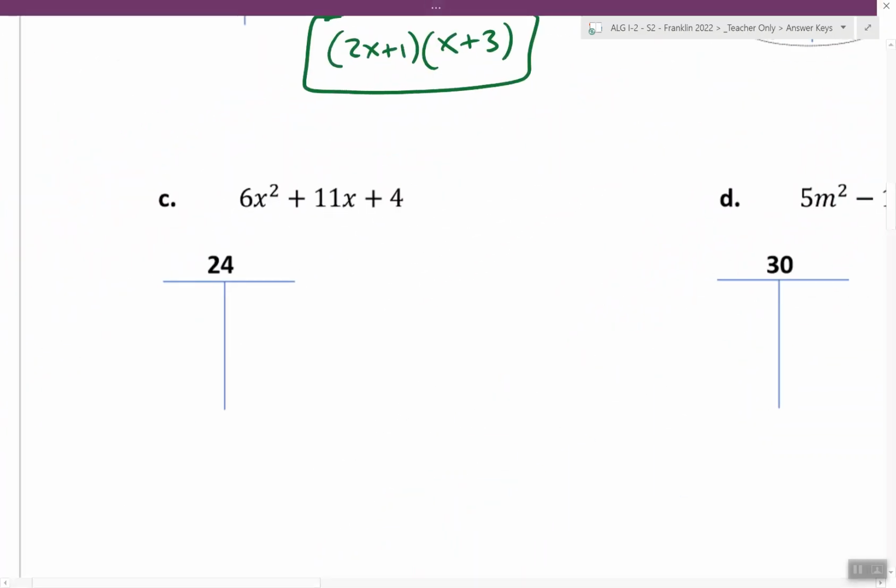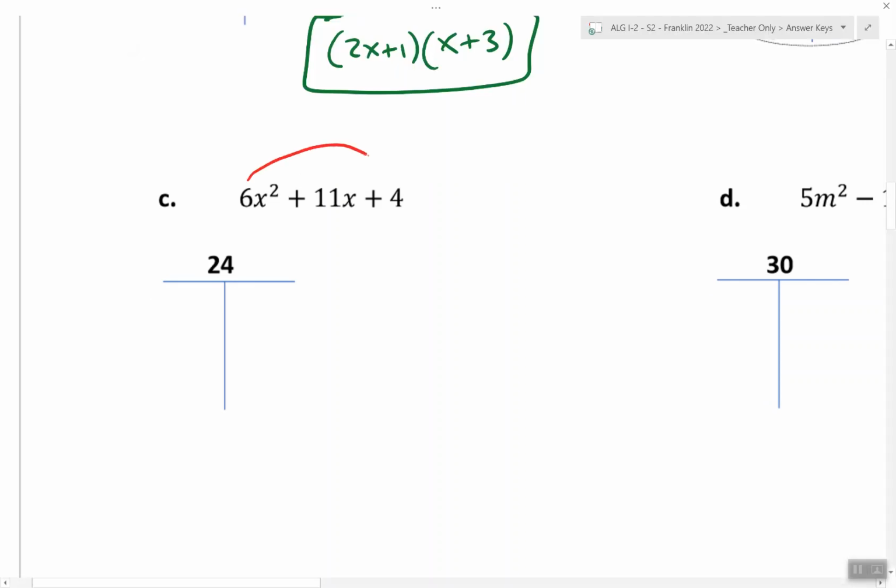Alright, example C, it's been started for us. So 6 times 4, that is 24. And we're going to add to 11. So we're looking for two numbers that multiply to 24 and add to 11. So if we just start listing the factors of 24, it's 1 and 24, that's not going to work. 2 and 12, nope. 3 and 8. There we have it. 8 plus 3 is 11, and 8 times 3 is 24. So 3 and 8 are the two numbers we should use.